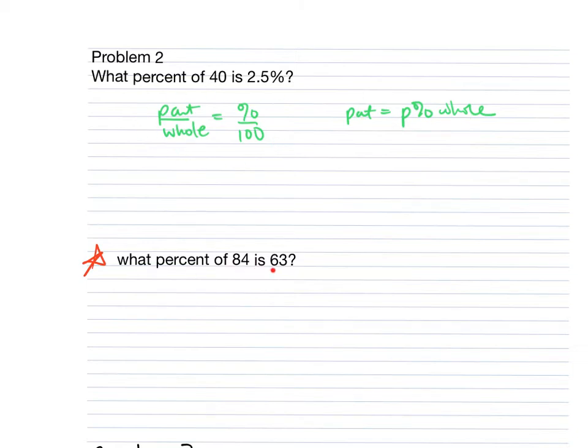So what percent of 84 is 63? Let's write our part is 63. Our whole is 84. We don't need the percent, and this is over 100. And we can just multiply both sides by 100.